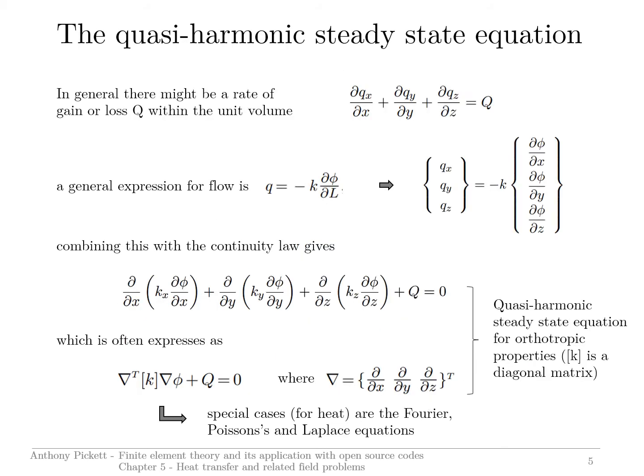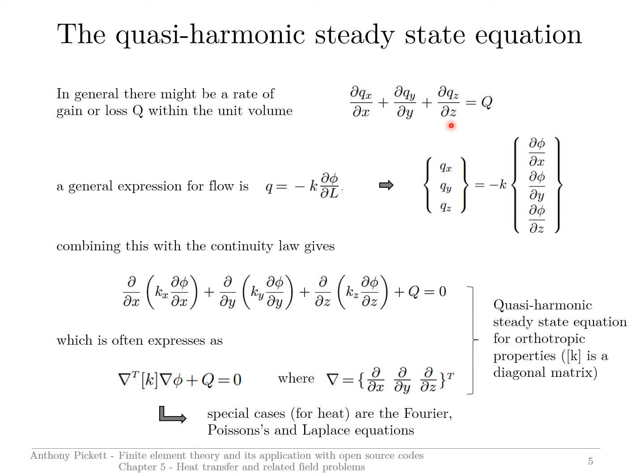So we are now in a position to develop this quasi-harmonic steady-state equation, which applies to all of these field problems that I had mentioned at the start of this presentation. On the previous slide, we obtained this relationship here for continuity and said that it has to equal 0 for conservation. But in fact, there can be cases where we perhaps in a heat problem generate internal heat, and perhaps in a fluid flow problem we lose liquid.